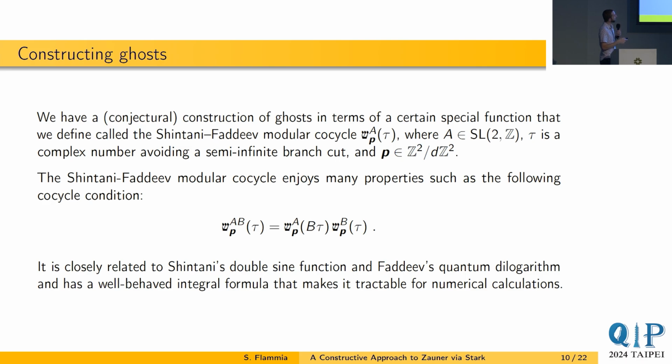It has a couple parts in it. It has this parameter in it, SL2A, which is an element of SL2Z, and a parameter tau, which is a complex number. You could think of this as parameterizing a lattice. So this function has two periods to it as well, similar to elliptic functions. So this is closely related to Shintani's double sine function as well as Faddeev's quantum dilogarithm. It also has a well-behaved integral formula that makes it tractable for numerical calculations.